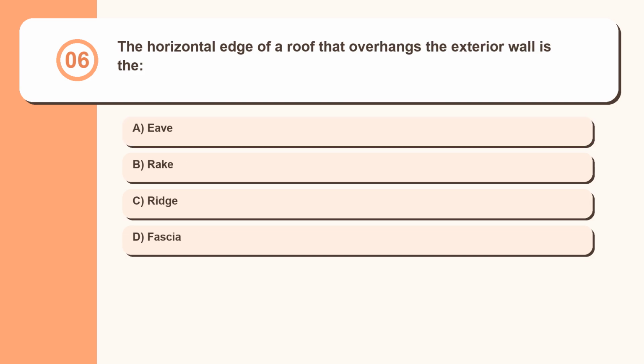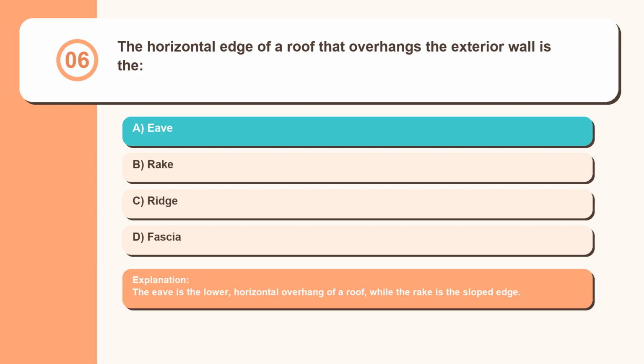Question 6. The horizontal edge of a roof that overhangs the exterior wall is the eave, rake, ridge, fascia. The eave is the lower, horizontal overhang of a roof, while the rake is the sloped edge.